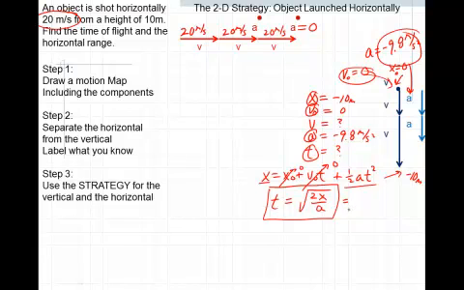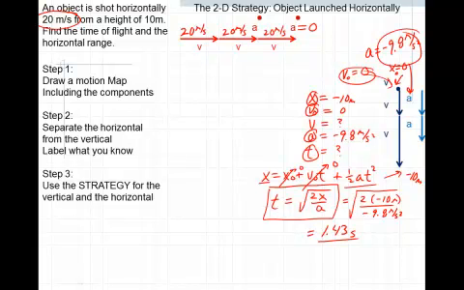So we'll plug in our values. 2 times negative 10 meters divided by negative 9.8 meters per second squared. And for that time, we get 1.43 seconds. So we found the time of flight for this object.